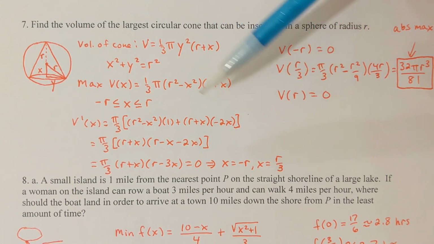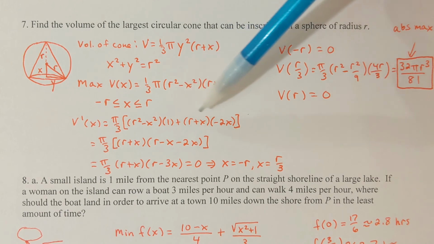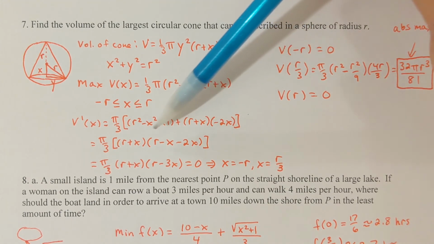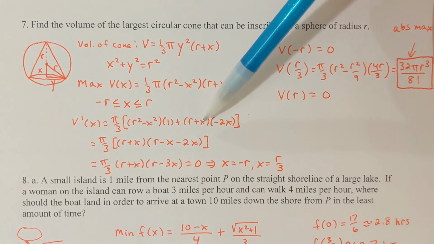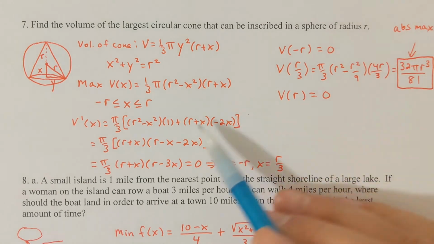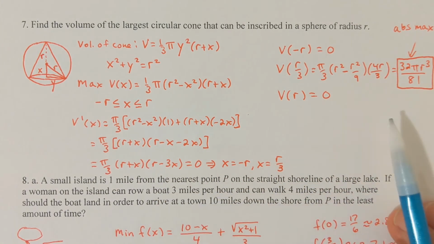Okay, now r squared minus x squared, that's the same as r plus x times r minus x. So you're going to have an r plus x in both of these groups. Let's go ahead and factor that out. You'd want to be careful about distributing and collecting like terms. I'd like this to be in a factored form because then I can set the factors equal to 0.